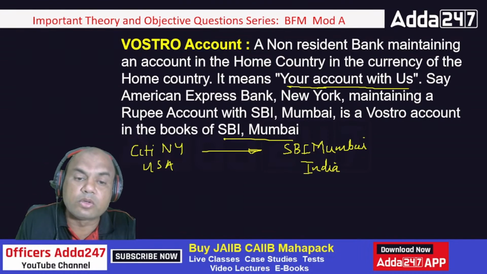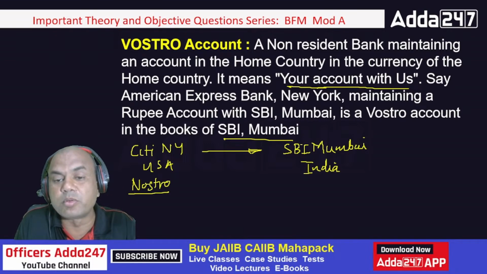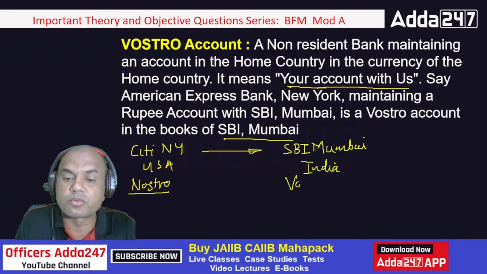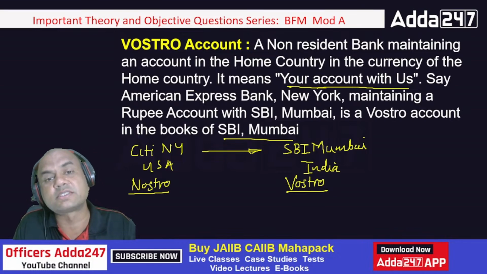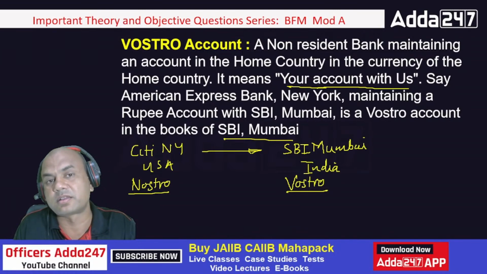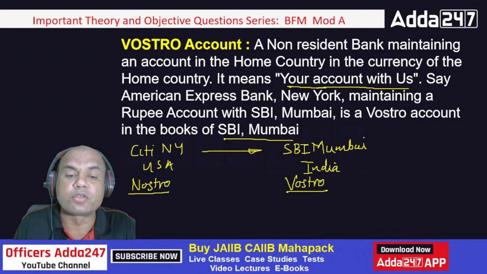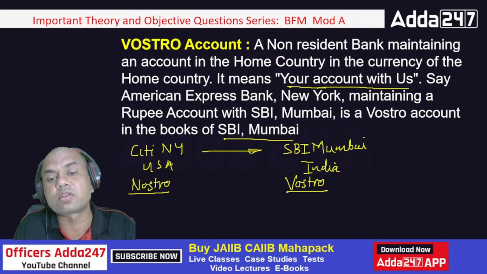Now Citibank New York will call it Nostro in its books, but SBI Mumbai will call this Vostro. So remember, Nostro and Vostro are not separate accounts. They are the same account. The only point is from whose angle I am looking at it. The bank maintaining the account calls it Nostro, and the bank with whom the account is maintained calls it Vostro.